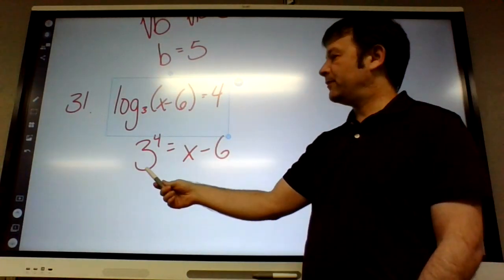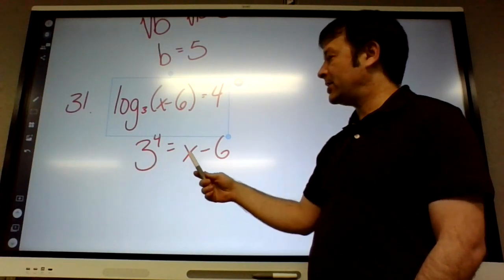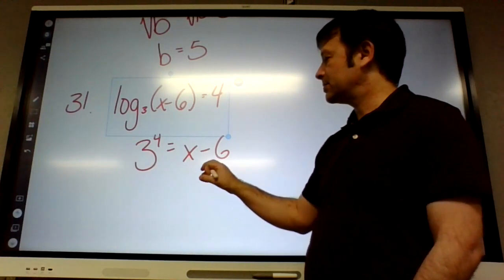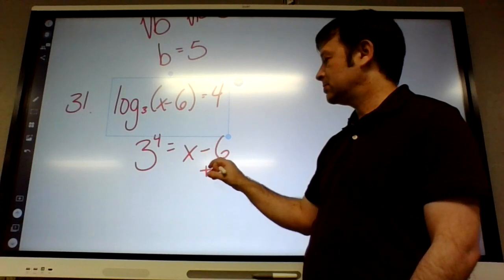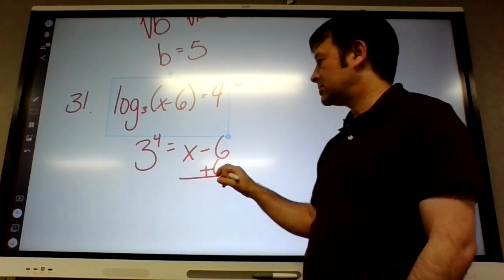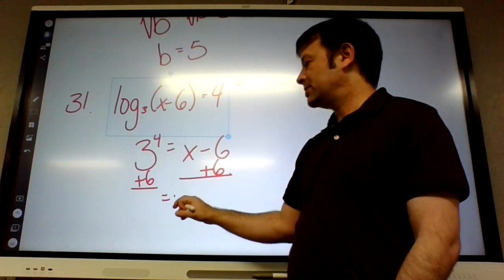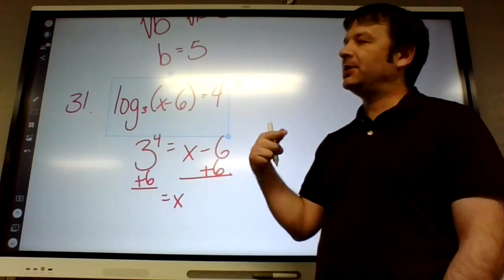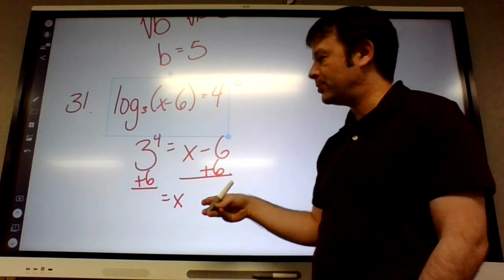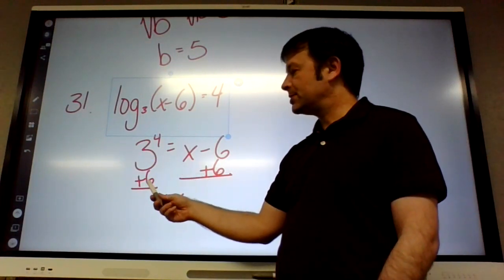So 3 to the 4th is just a number, but how would I solve this for x? 3 to the 4th is 3 times 3 is 9, 3 times 3 is 9, 9 times 9 is 81. 81 plus 6.